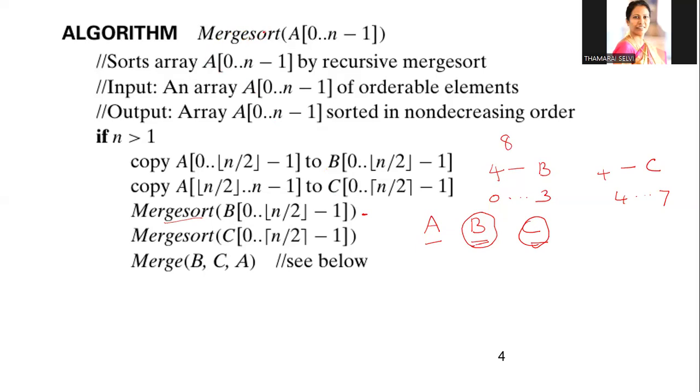Recursion is there when a function calls itself, then it is said to be a recursive procedure or recursive method. So after the B and C sorting is over, then you have to merge this B and C into A. B array is sorted, C array is sorted. Combine these to get A sorted.